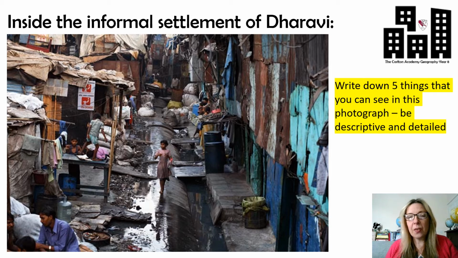As you can see, it's very cramped. The buildings have been handmade by people rather than constructed by engineers or proper builders. There's an open drain running. This water here must be extremely dirty, very unhealthy. Only 24% of people who live in Dharavi have access to clean drinking water, meaning that the other 76% drink dirty water, unfortunately. So now's a great time to pause and write down 5 things that you can see in the photograph. Remember to be descriptive and detailed.